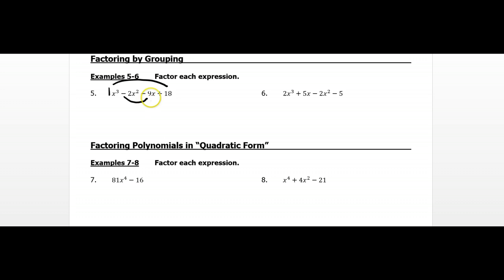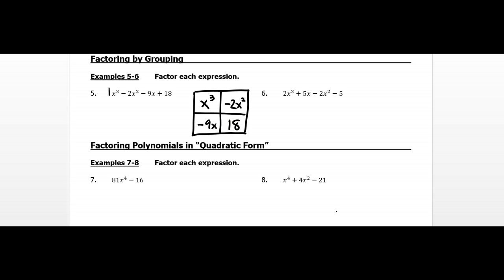Negative 2 times negative 9 is positive 18. 1 times 18 is positive 18. So that means that we can factor this by grouping using our box method. So as a review, we make a 4 quadrant box here. Our first term, x cubed, goes up here. Our next term, negative 2x squared, goes here. Then our negative 9x, and then our positive 18.